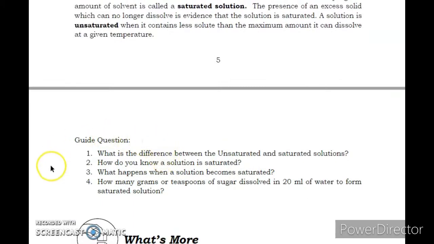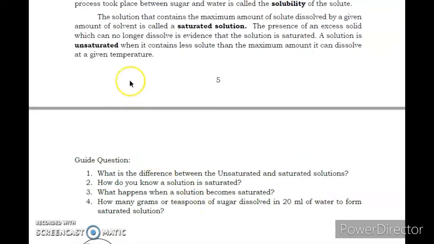Okay. So, answer here the guide question. So, number 1, what is the difference between the unsaturated and saturated solution? Anong difference nilang dalawa? Number 2, how do you know a solution is saturated? Number 3, what happens when a solution becomes saturated? Then number 4, how many grams or teaspoon of sugar dissolve in 20 ml of water to form saturated solution?